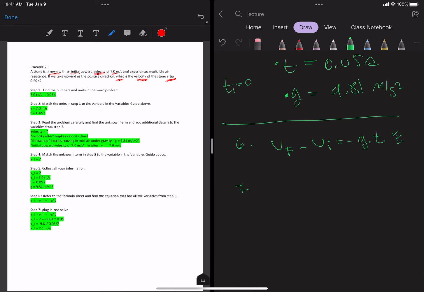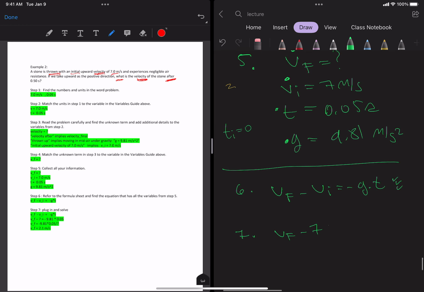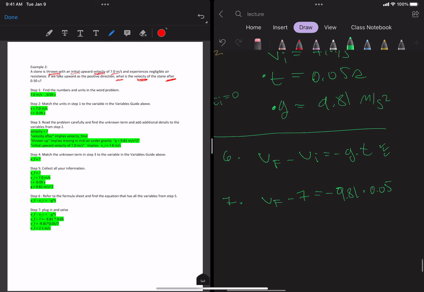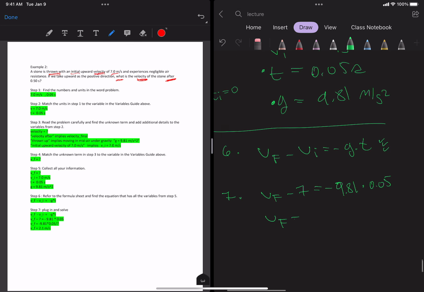So step 7 is just a plug in. It's going to be v final minus v initial, which is 7, is equal to negative 9.81 multiplied by 0.05. And that will give you a value of 2.1 meters per second.